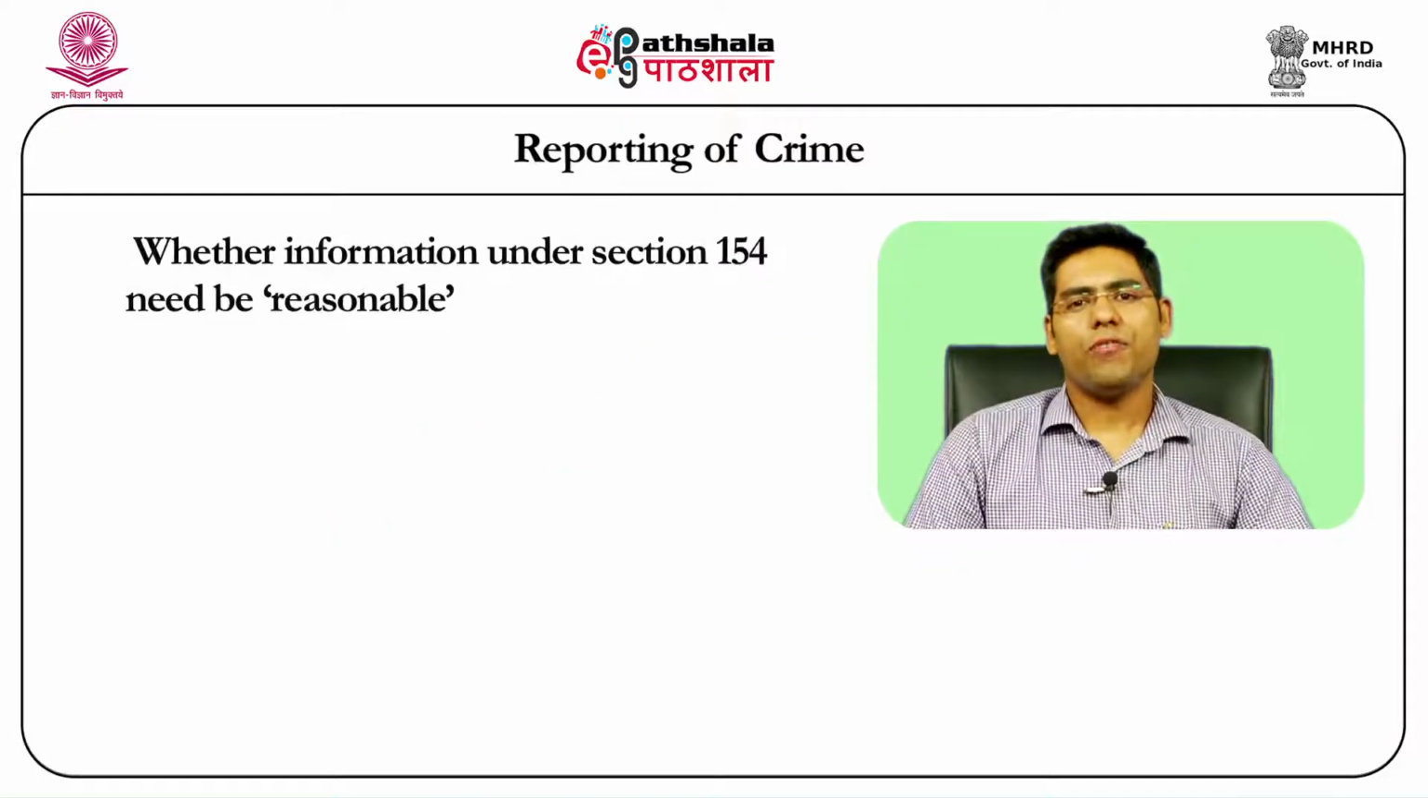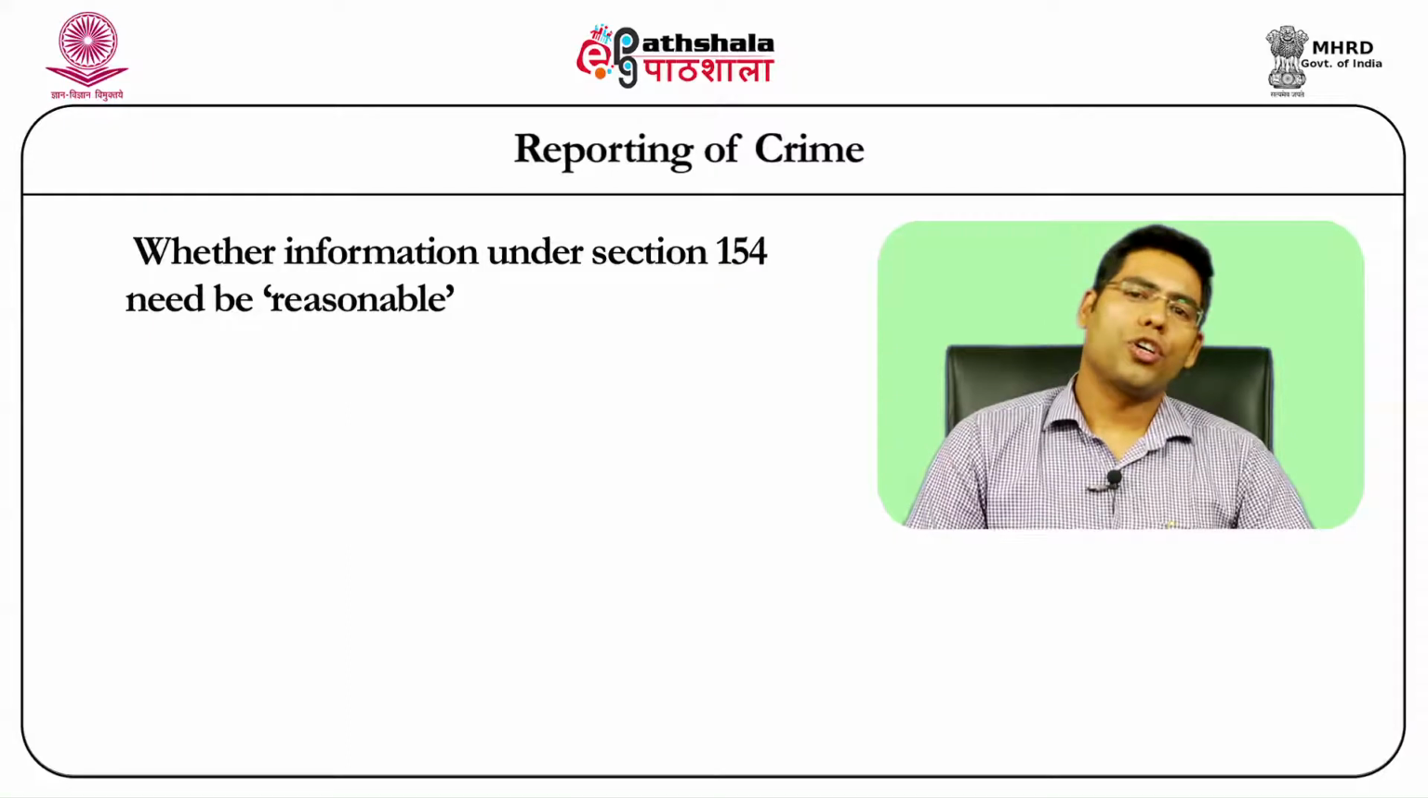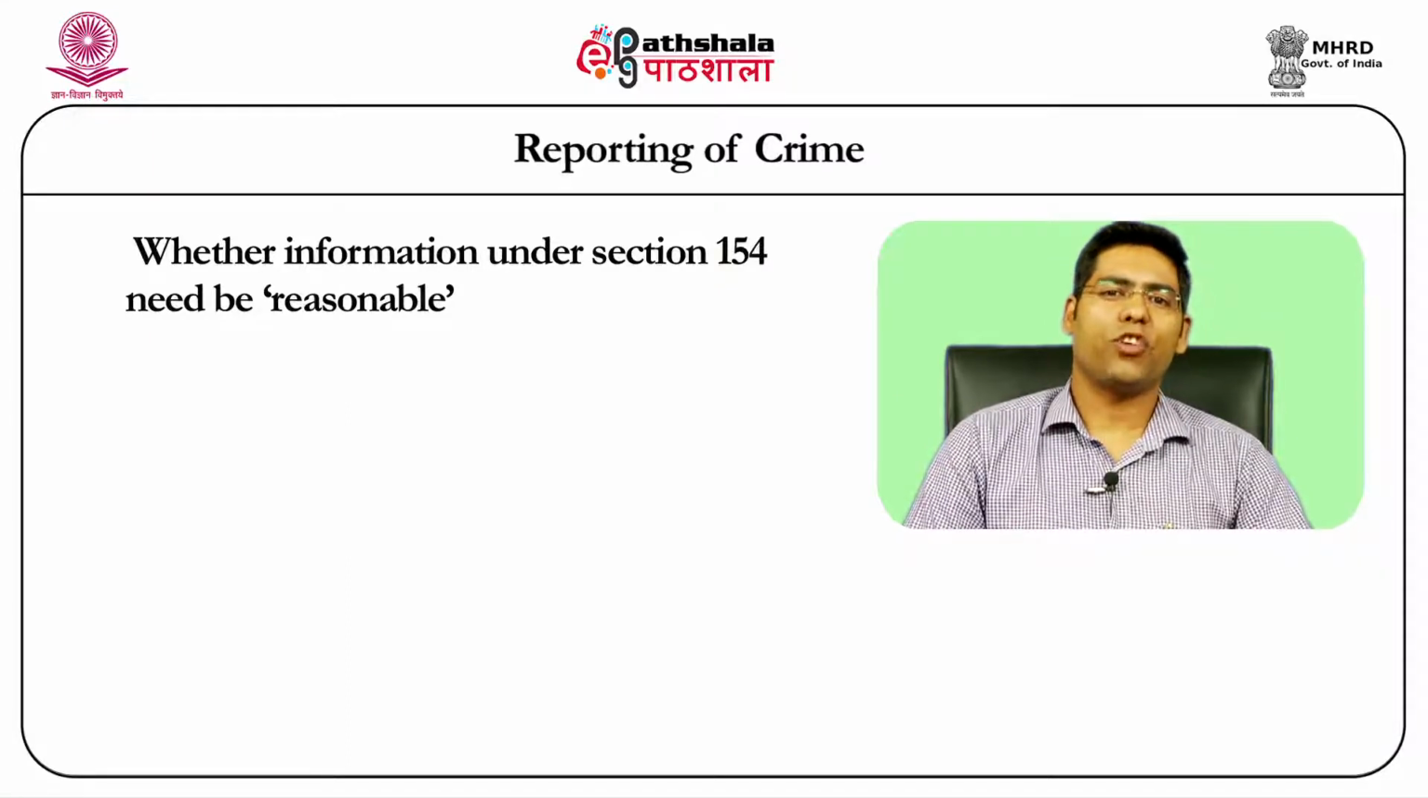Now, a question with regard to information under 154 which cropped up a number of times before the court is whether the information need be reasonable or credible in nature, or any information which discloses the commission of a cognizable offence can be reported or registered under 154. So, what is the criteria which satisfies the requirement of 154 of the code?